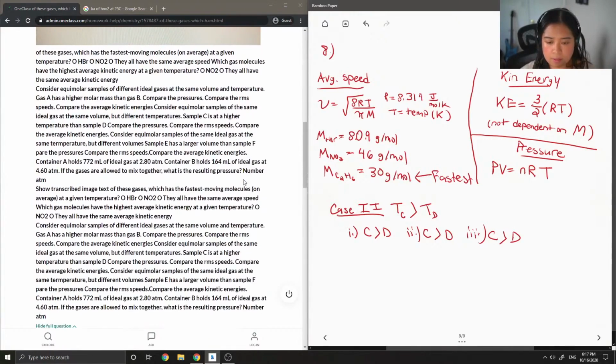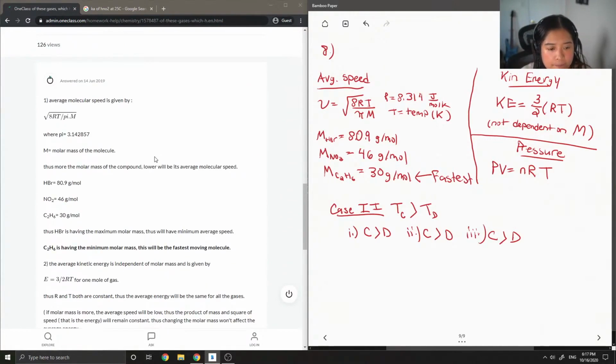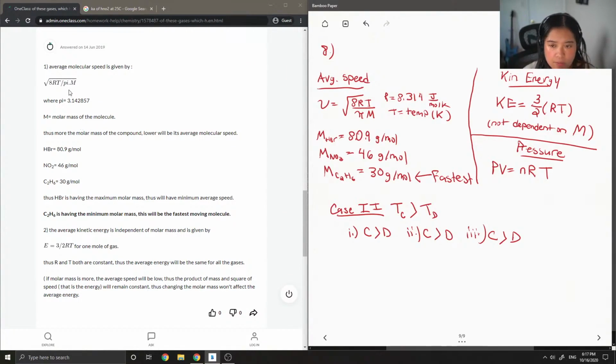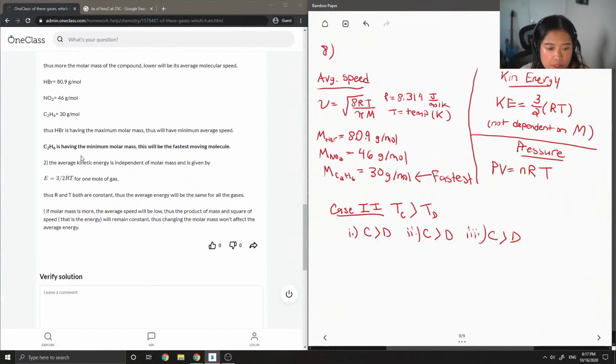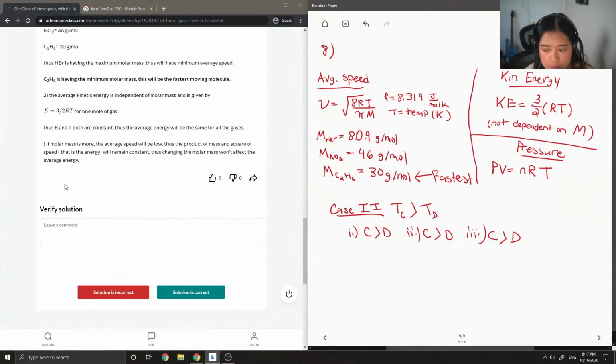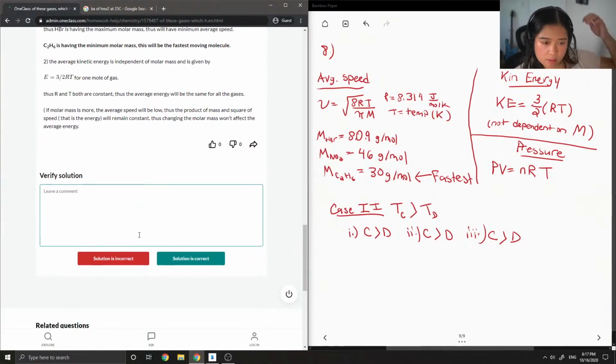So let's look at what the junior tutor said. Okay, so they used the same equation for the average speed. They have the molar masses. They have this equation for the kinetic energy. So they just didn't write down the second part of the question where they look at pressure, so I'm just going to add that.